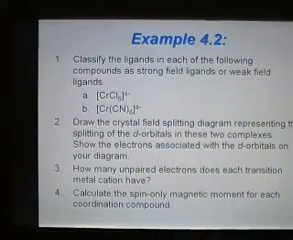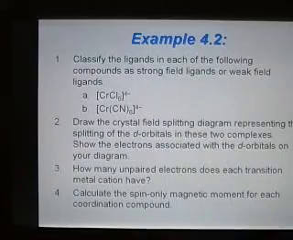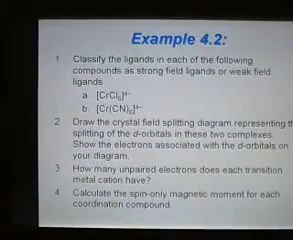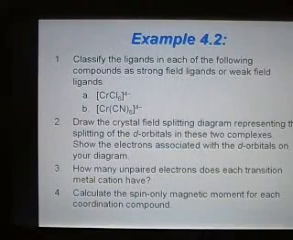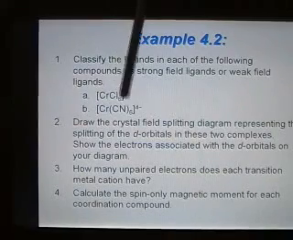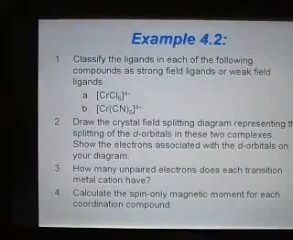So now let's look at an example. What I want to do is to do each of these four questions. The first question asks you to classify each of the compounds as strong field ligands or weak field ligands. So look at Cl- and CN-.